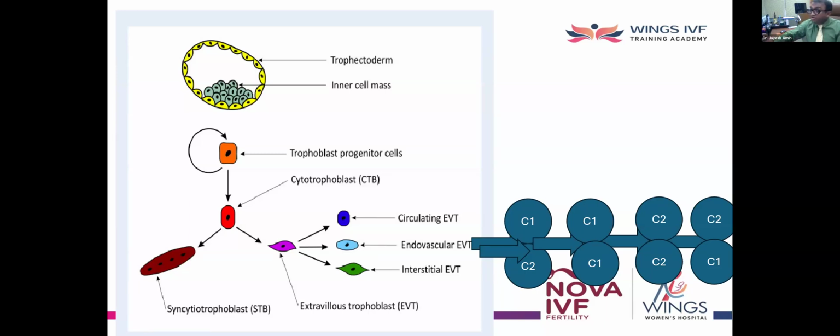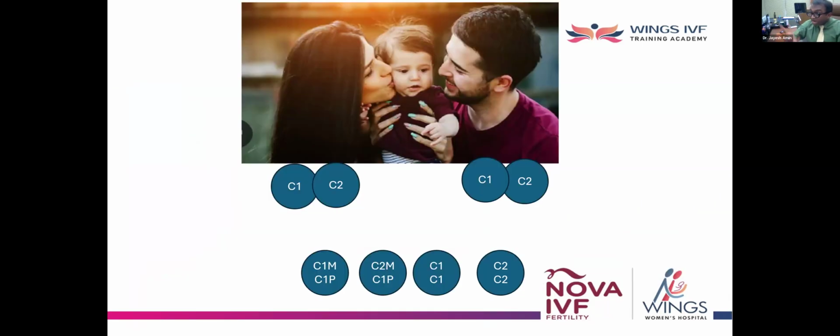So what are the different HLA of the embryo? It may be a C1, C2. C1 is activating, C2 is silencing. So there are different combinations of the HLA. Let's say if father and mother both have a report of C1, C2, then that's good, because both silencing and activation will be there together.